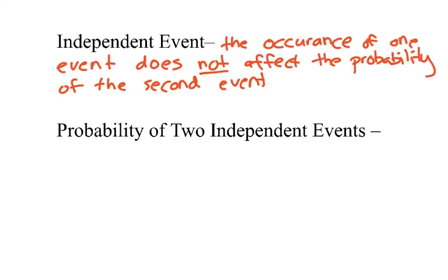So now we're going to switch gears a little bit and start talking about probability linked with the word and instead of the word or. So first, kind of like how we had to determine if they were mutually exclusive or overlapping, we now have to determine if two events are independent or not independent. Independent events means that the occurrence of one event does not affect the probability of a second event.